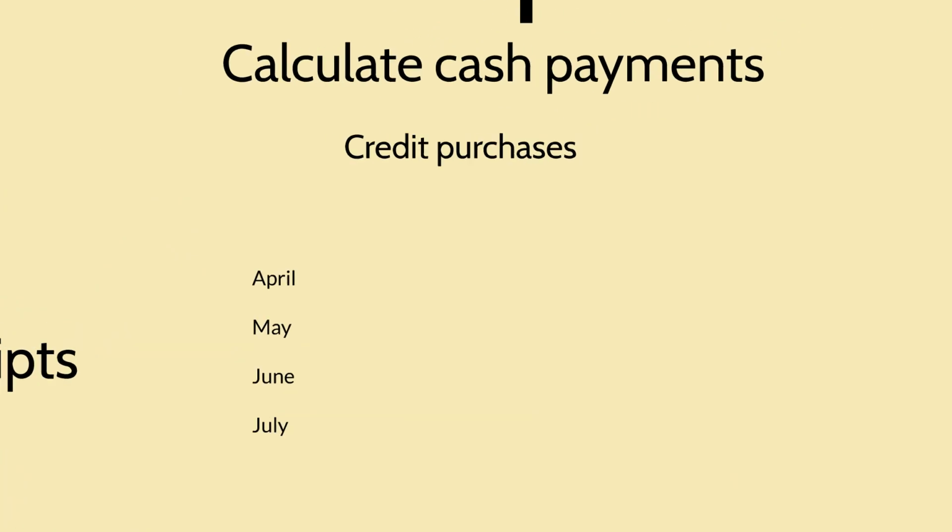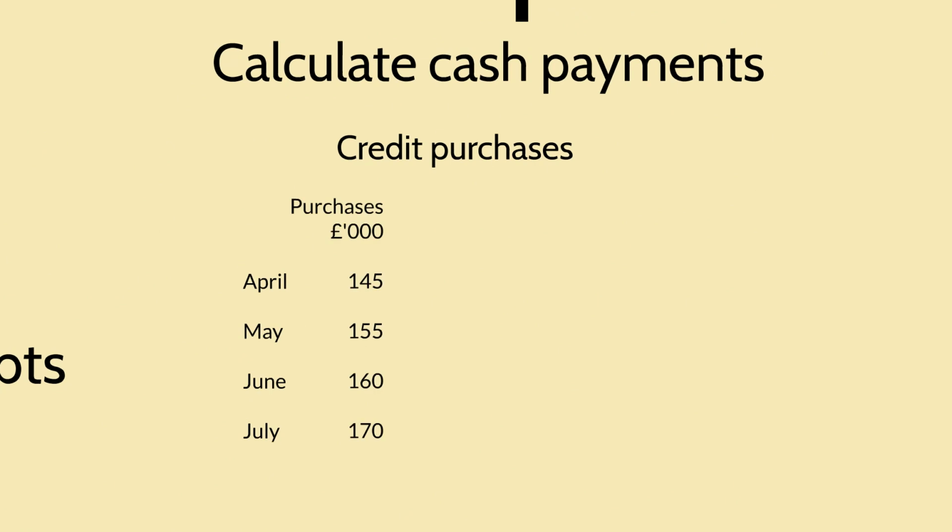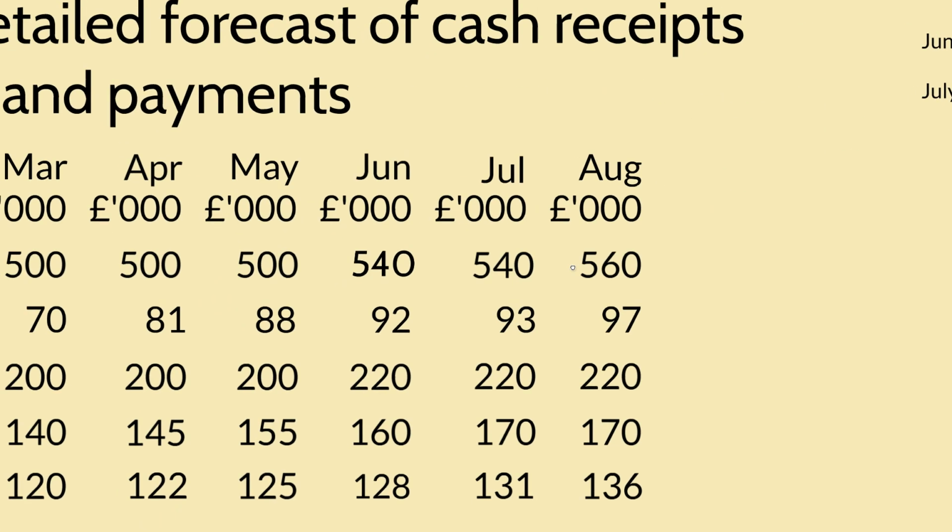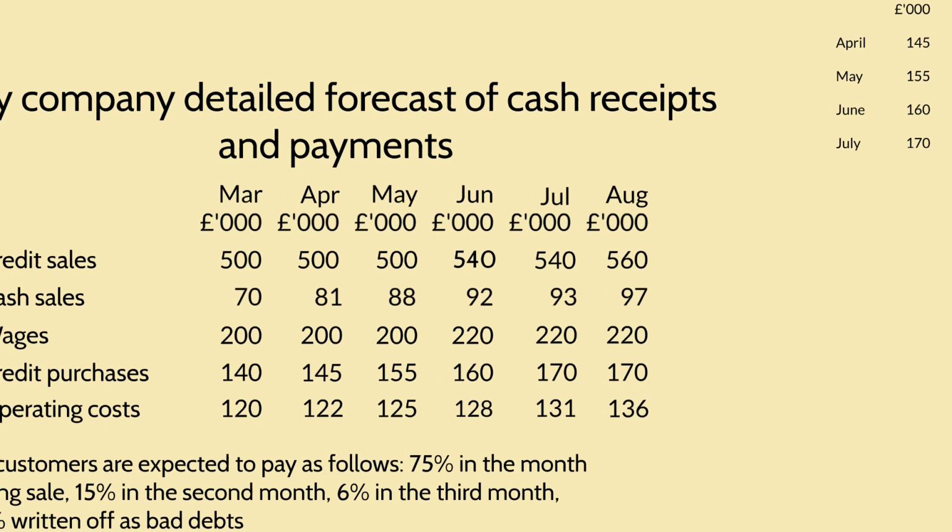Let's go back to our workings. Our purchases then are 145,000, 155, 160 and 170. Again, I only took those from down here. So 145,000 in April, 155 in May, 160 in June, and 170 in July.